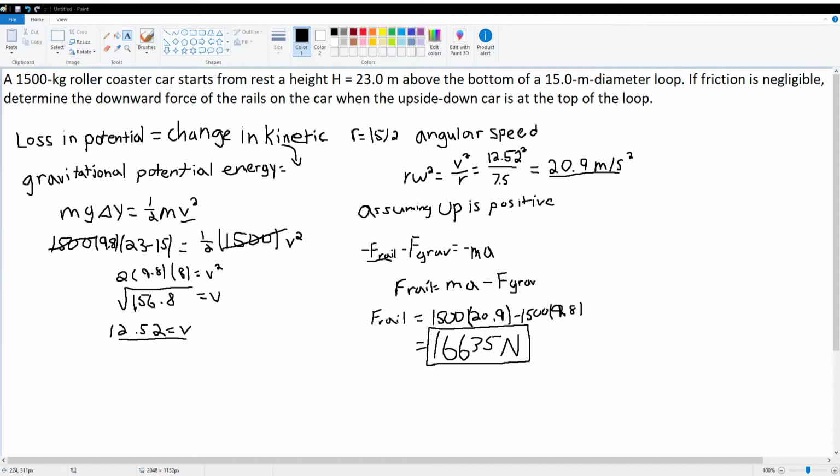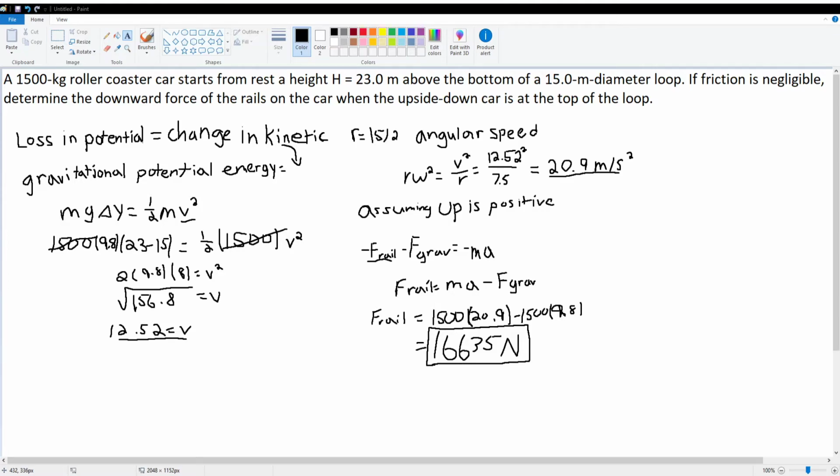So gravitational potential energy, the formula for that is mg delta y. So it's mass times the gravitational constant times the change in y, which we know is 23 minus 15. And that is going to be equal to our kinetic energy formula, which is 1/2 mv squared. So plugging these numbers in, we want to find velocity here.